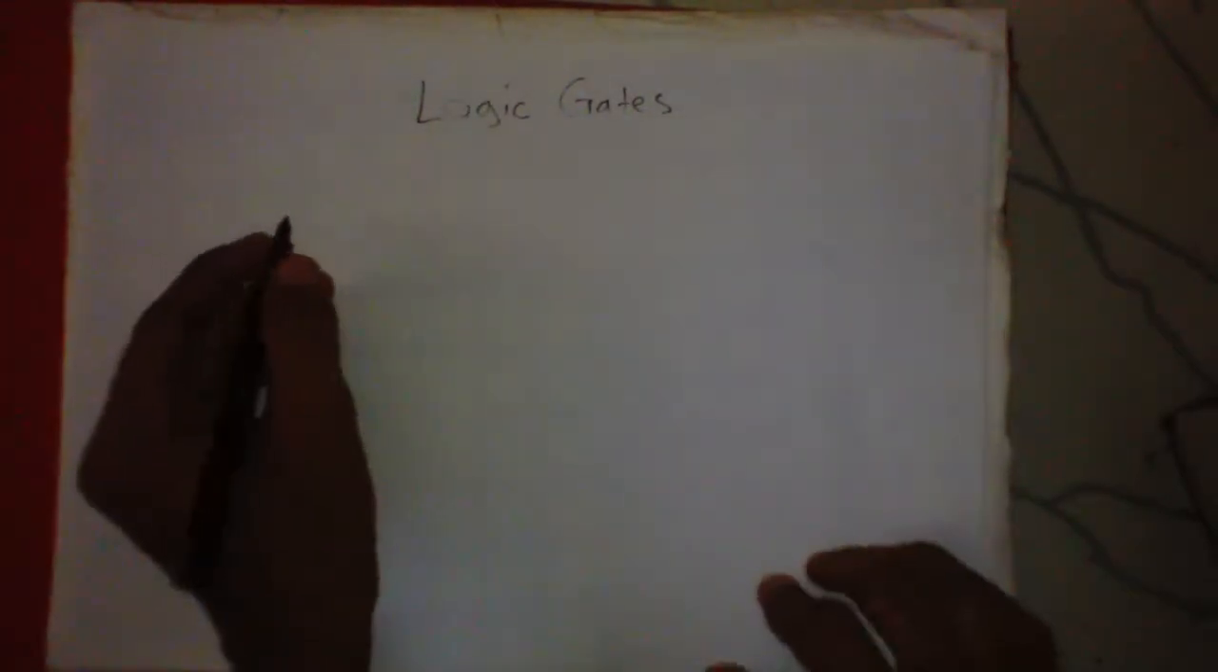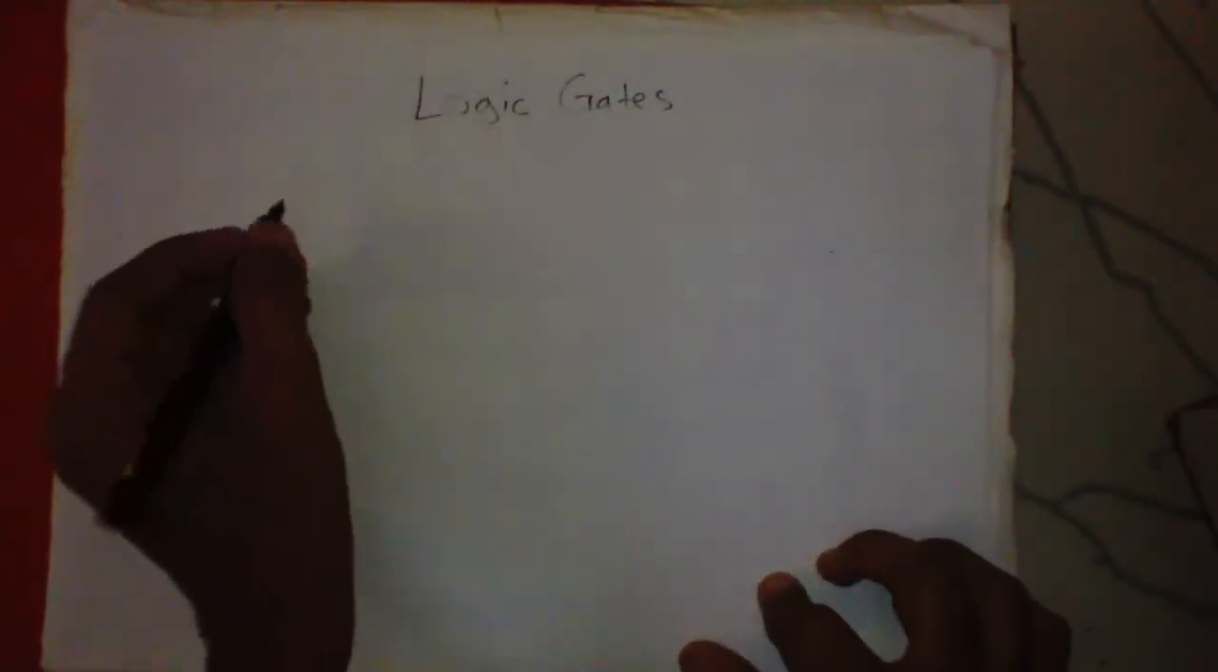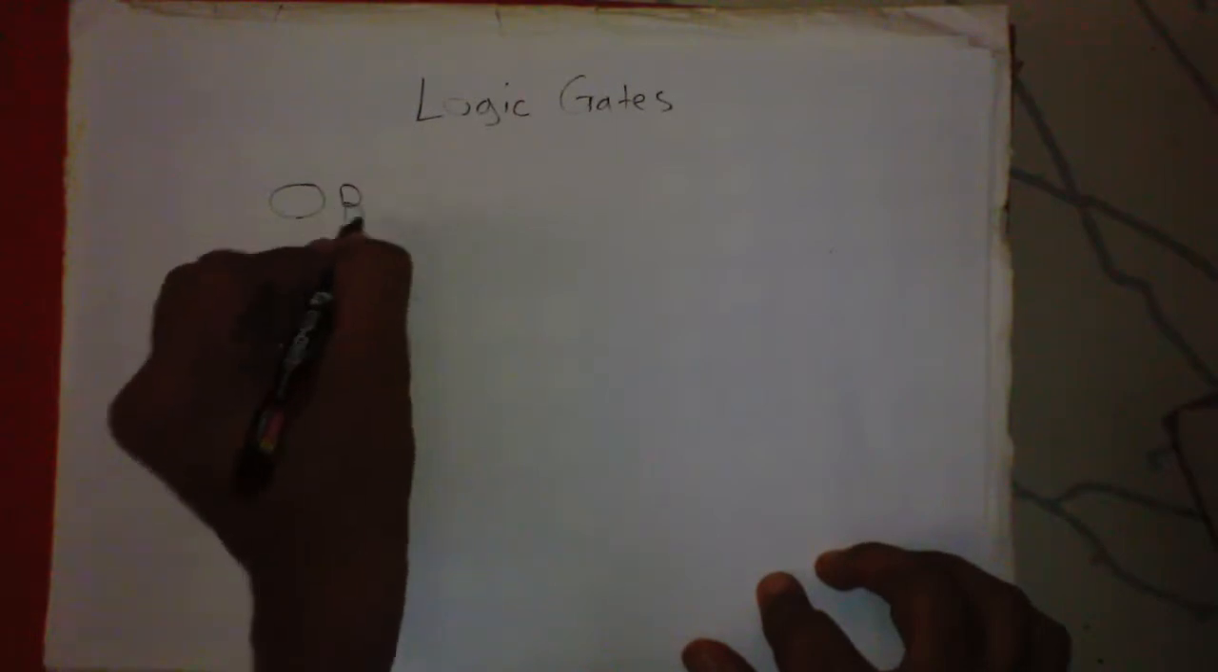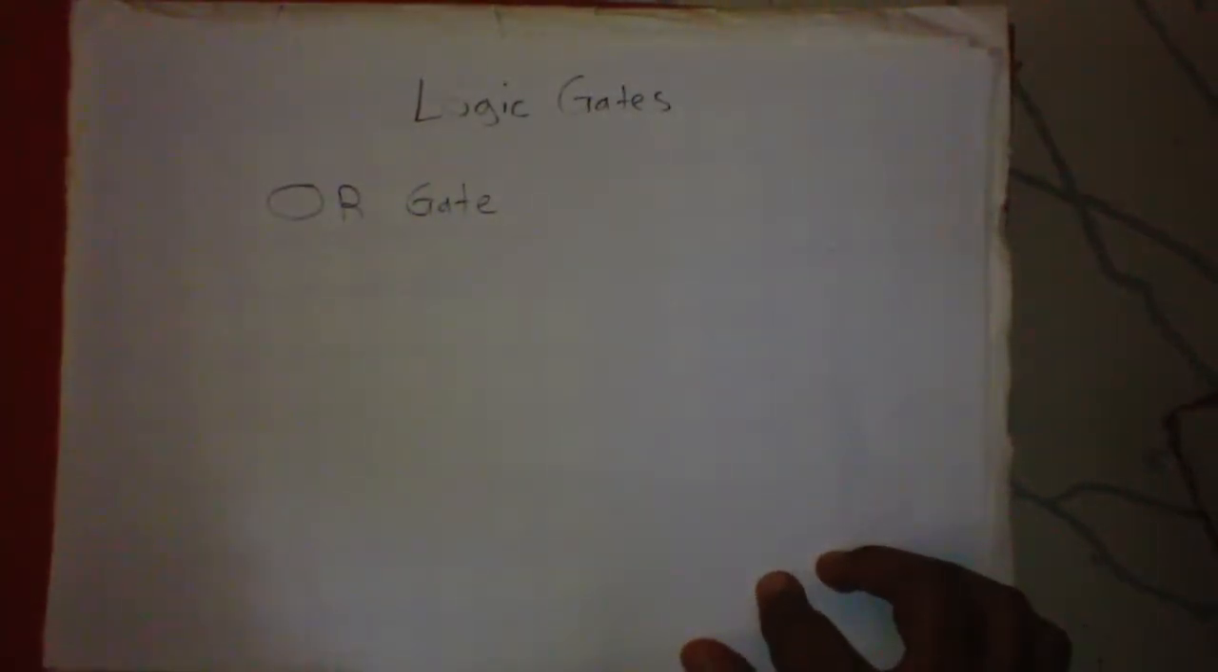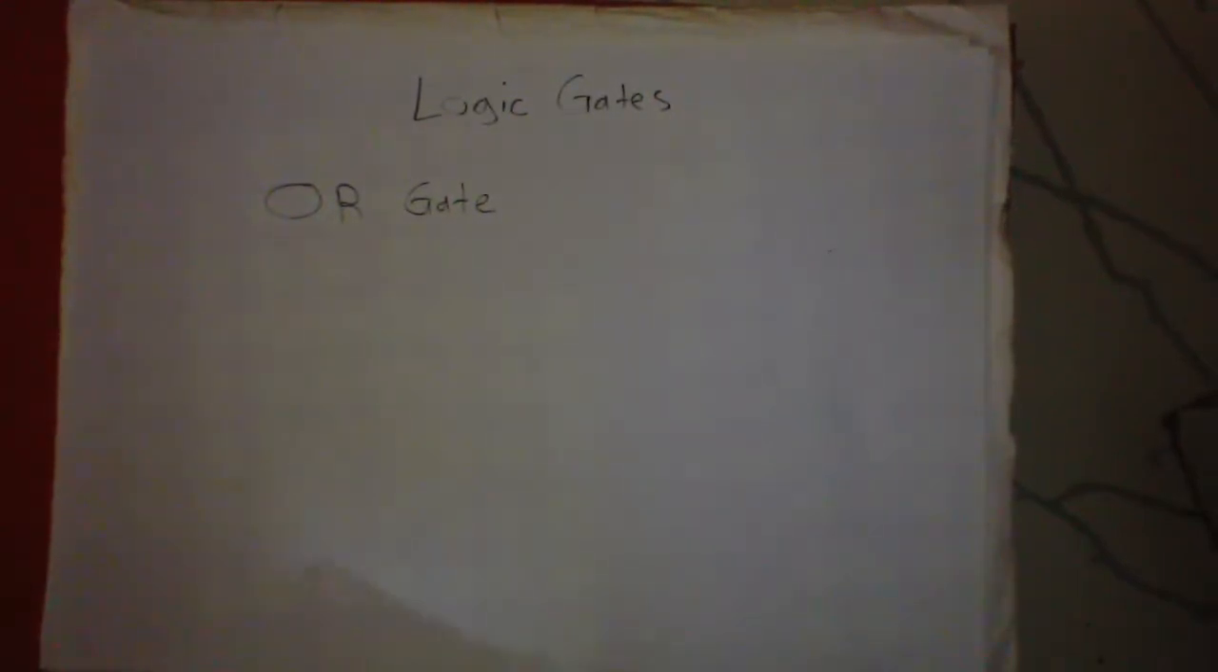Welcome to this tutorial. In this tutorial of logic gates, we will learn about the OR gate. As seen in the last tutorial, in an AND gate, only when all inputs are 1, the output will be 1. In this tutorial, only when all inputs are 0, the output will be 0, else the output will be 1. I will simplify this.